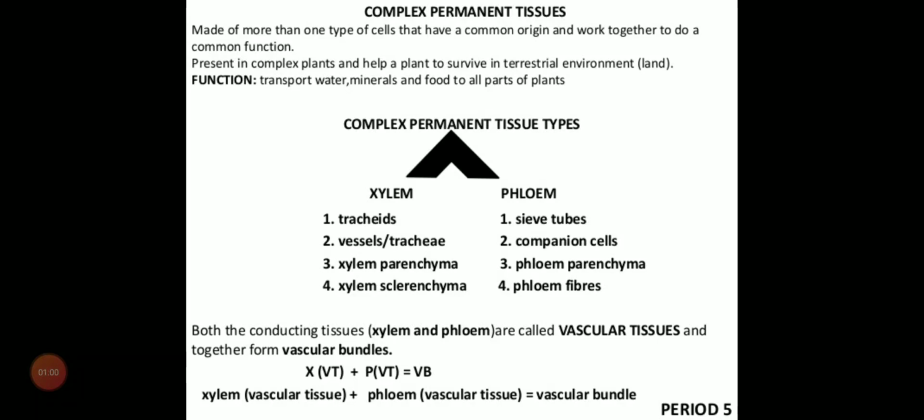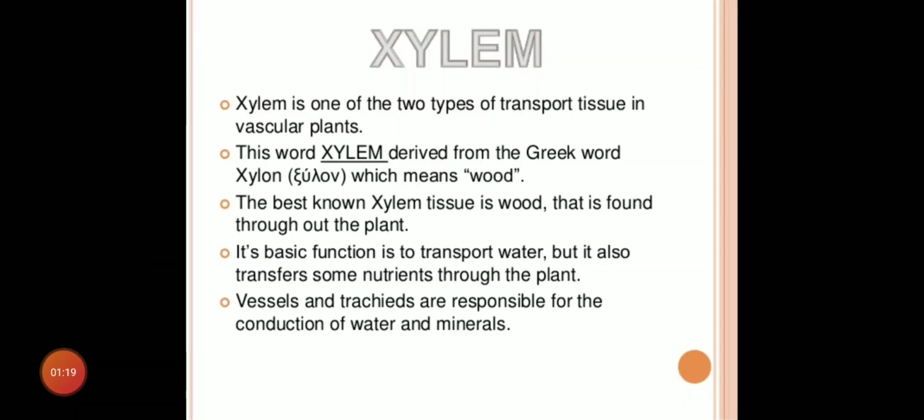Collectively, both xylem and phloem are known as vascular tissue, and together they form vascular bundles, right? So XVT, xylem vascular tissue, plus PVT, phloem vascular tissue, equals vascular bundles. We can say that xylem is one of the two types of transport tissue in vascular plants.